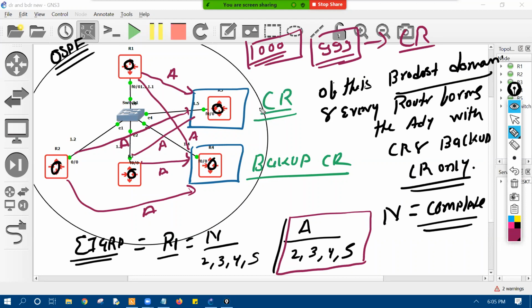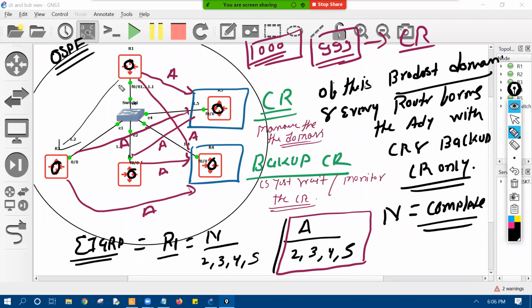And what is CR going to do in this broadcast domain? This guy is going to manage the domain. And backup CR is just waiting, or we can say that it's just going to monitor the CR. Of course, neighborship I'm going to form with every person, right? R1 is going to form the neighborship with R2, with R3, with R4, and with R5. Neighborship will be full. R1 is going to maintain the 4 neighborships, but adjacency they have only 2.